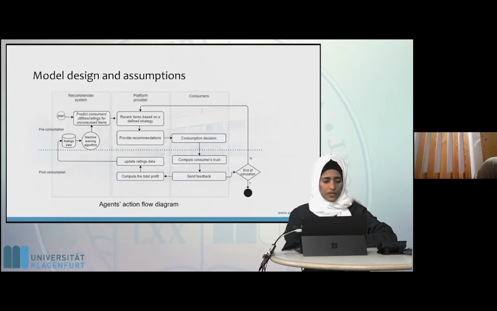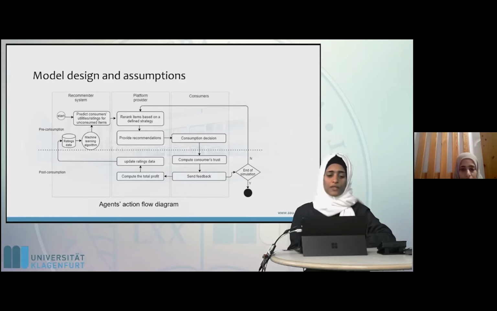So here is the flowchart of the model. We have three parts: the recommender system, the platform provider, and the consumers. When the simulation starts, the platform provider provides recommendations. But before that, the platform provider runs recommender system software to predict utilities or ratings for consumers of unconsumed items. Then the platform provider can apply a strategy to re-rank these items. We have two strategies in this simulation. The first is that the platform provider recommends items that maximize the utility of the end users, the consumers. The other strategy is to recommend items that balance between profitable items and high-utility items for the consumers.